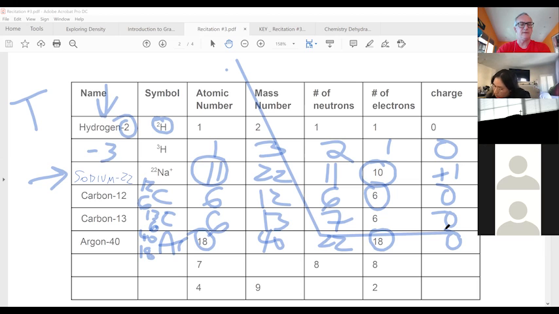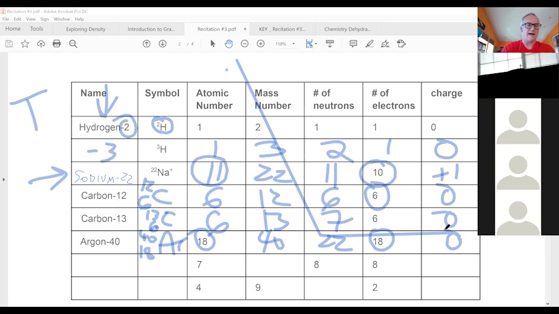Okay, group 4. What is the name of the element here with atomic number of 7 and 8 neutrons? What element is that? Nitrogen. Which isotope is it? It's 15. So it's nitrogen 15. That's the name. What symbol do we give it?